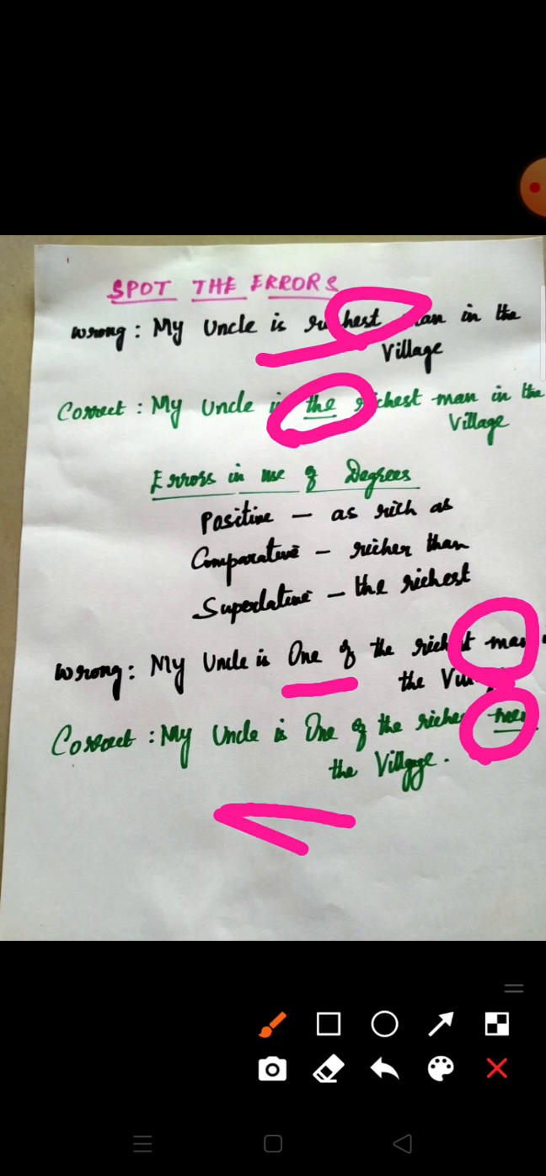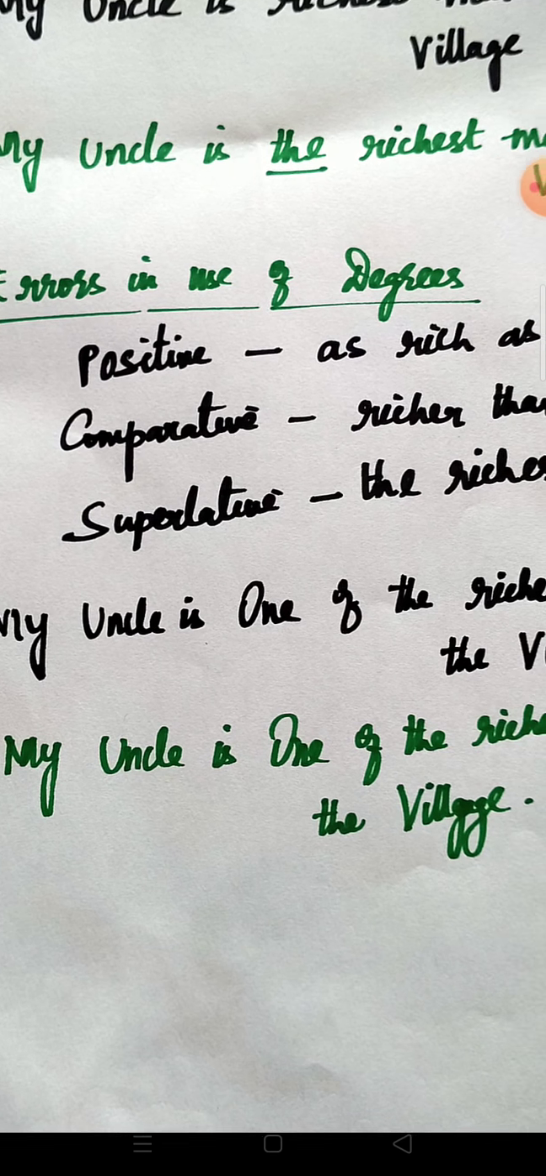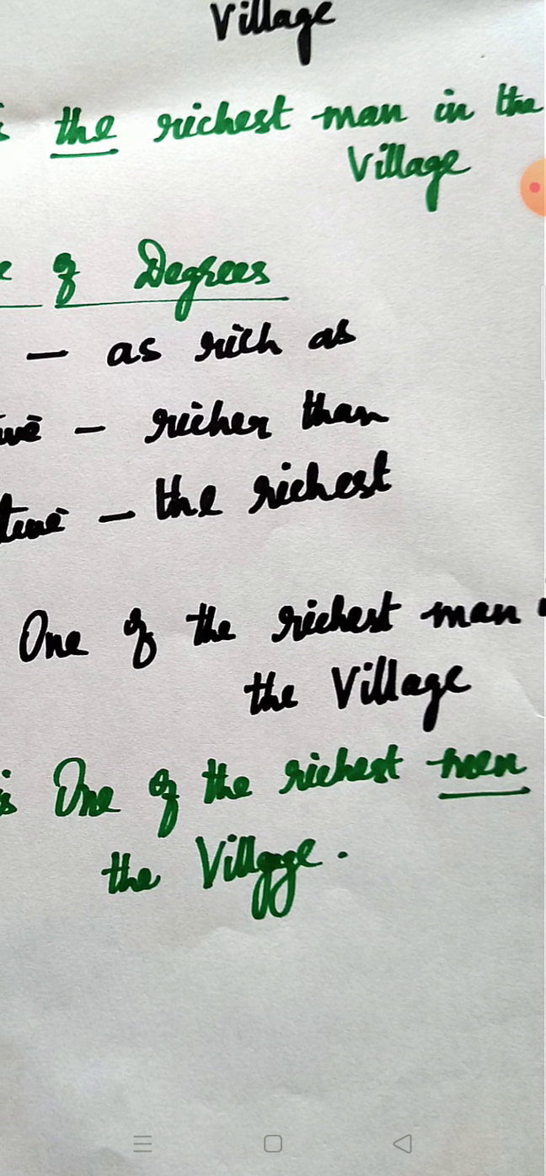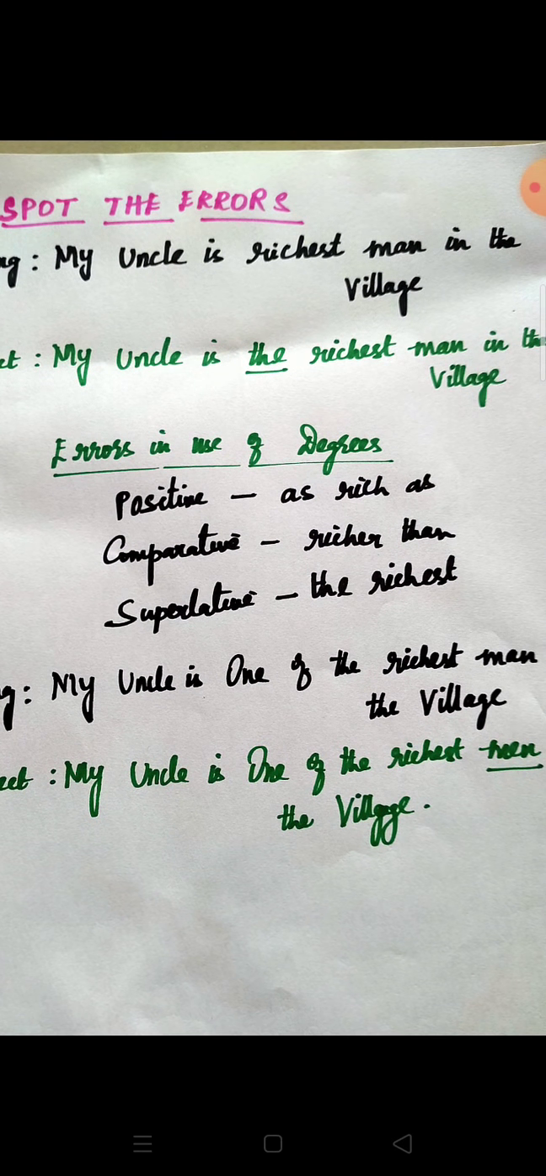Now have you understood this well? Now I make it bigger. See here, one of the comes, so you have to change this singular into plural: one of the richest men. Okay, have you understood this error? Shall we go to the next one?